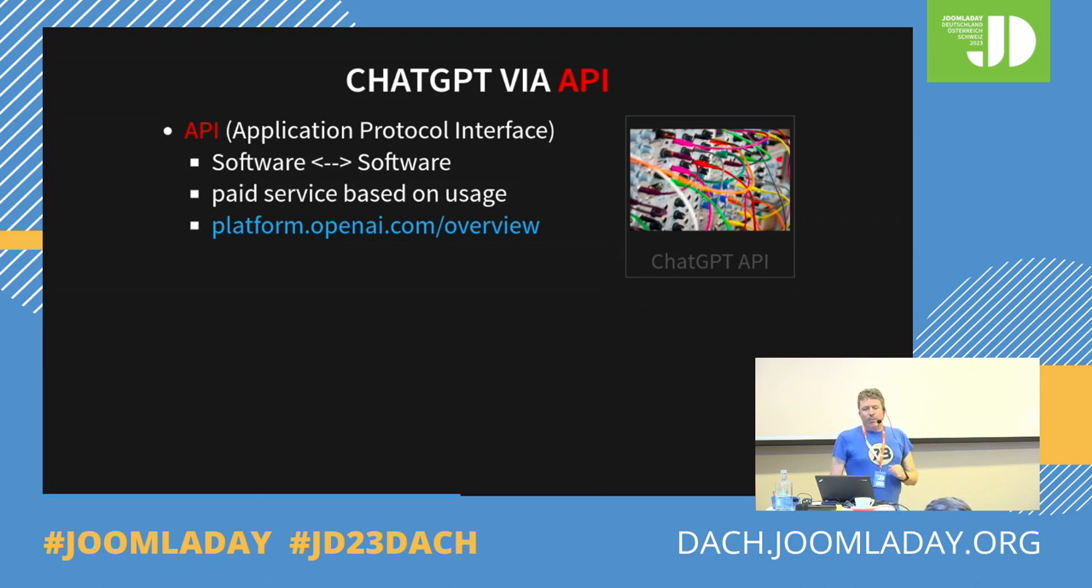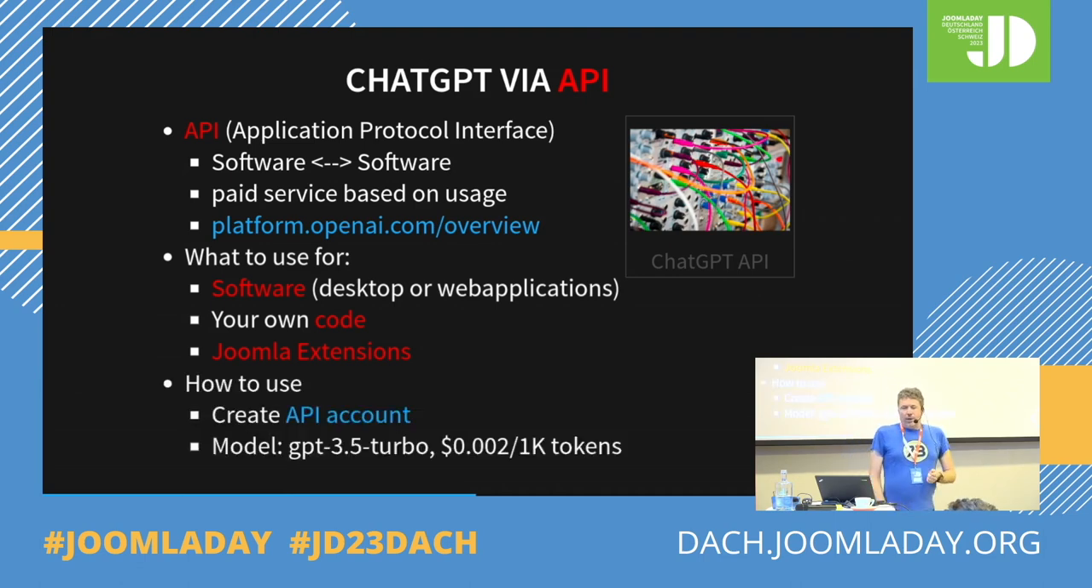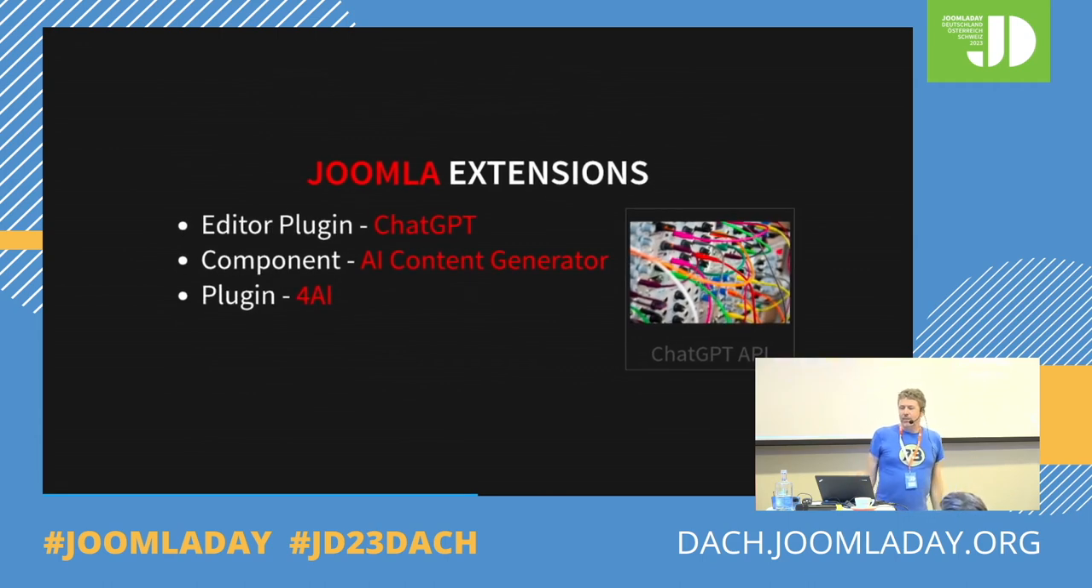So if you go to platform.openai.com overview, you can see it. And you can use it in your software, like maybe you have a web application or a desktop application, or you write maybe your own code, or you use Joomla, and you want to have ChatGPT in the backend of Joomla, which I will show you. So you go to ChatGPT, you create an API account, and you have to pay 200 or 2,000 cents per 1,000 tokens. So it's really, really little.